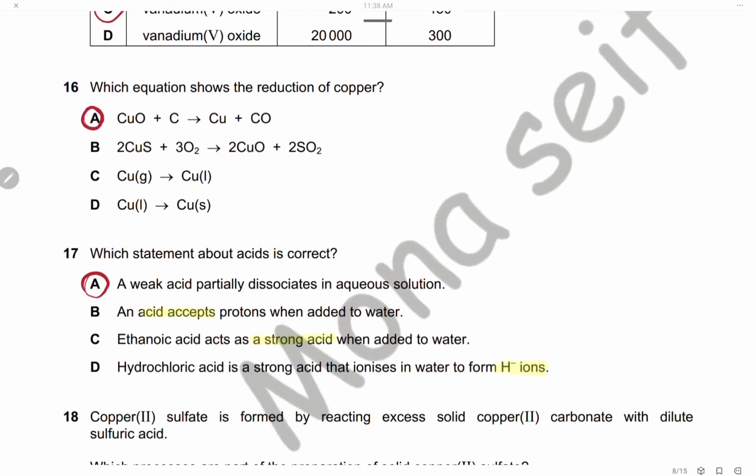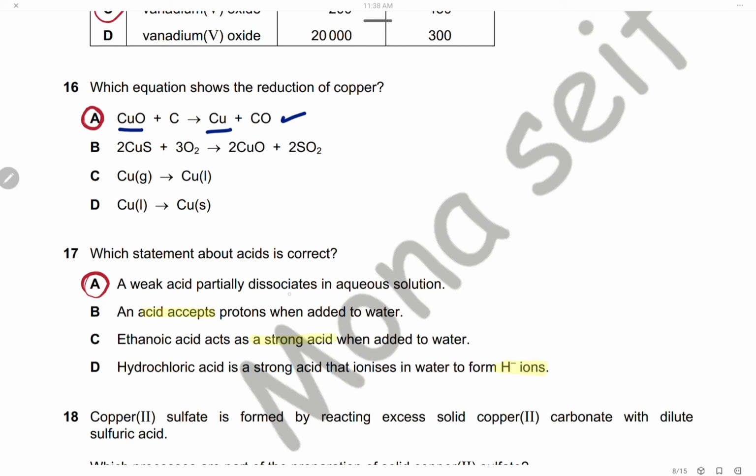Question 16. Which equation shows the reduction of copper? Of course, reduction is losing oxygen. So here, copper oxide is converted into copper by losing oxygen. Statement A is correct.